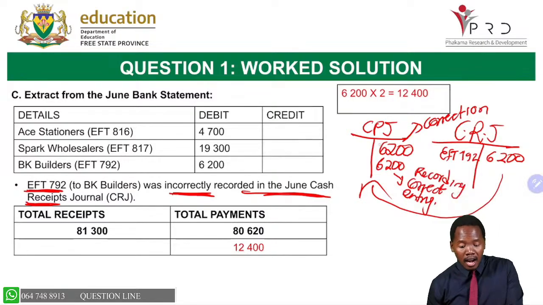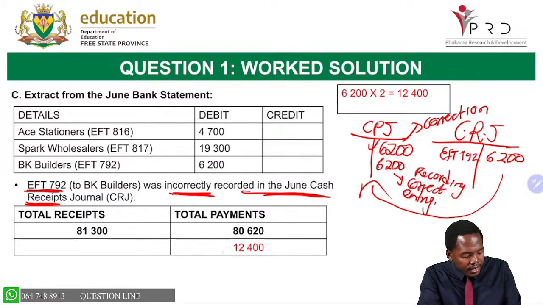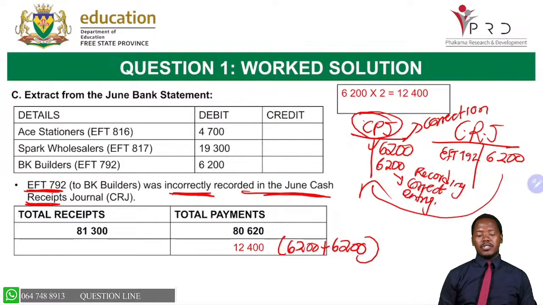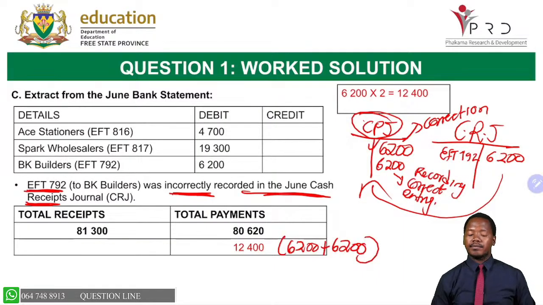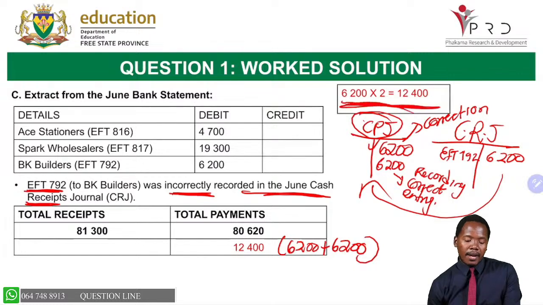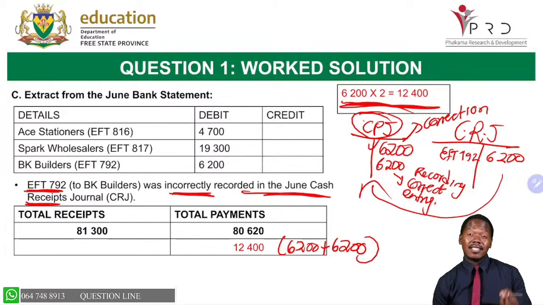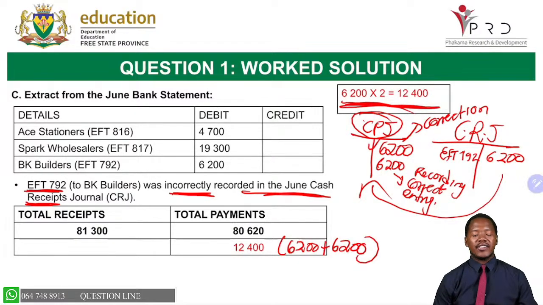Now, meaning how much are we recording? It is 12,400, because I can have it like this, 6,200 plus another 6,200. Where am I doing this? I'm doing this in my CPJ. This gives me a total of 12,400. Okay, there we have it. There we have our working: 6,200 multiplied by 2, or just 6,200 plus 6,200.